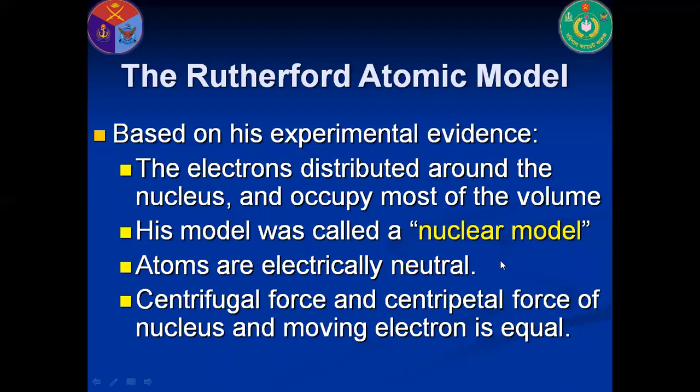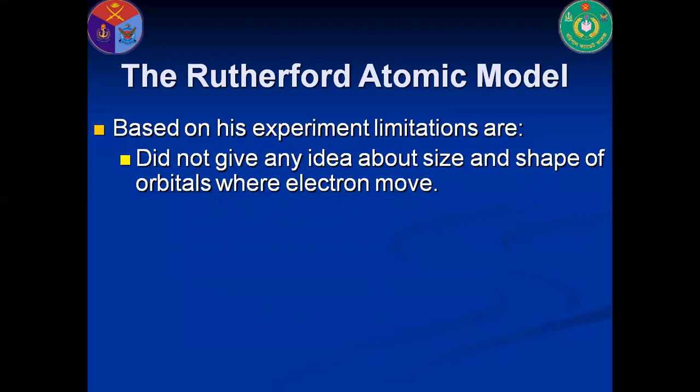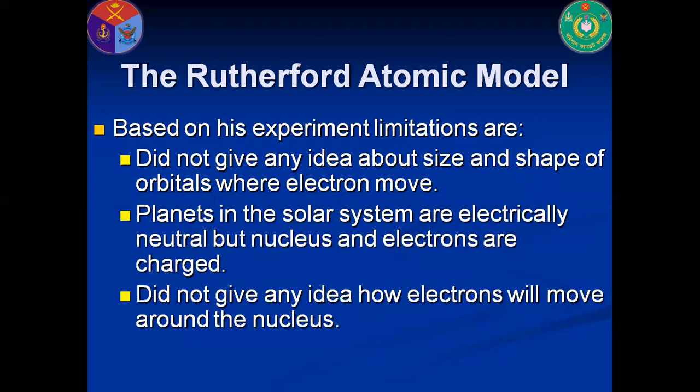He also explained that atoms are electrically neutral because the number of positive particles and negative particles, that means protons and electrons, are equal in an atom. The centrifugal force and centripetal force of the electron and nucleus are equal. For this reason, stability of the atom is gained, but it has some limitations also. He compared this model with the solar system. For this reason, this model is called the solar model.